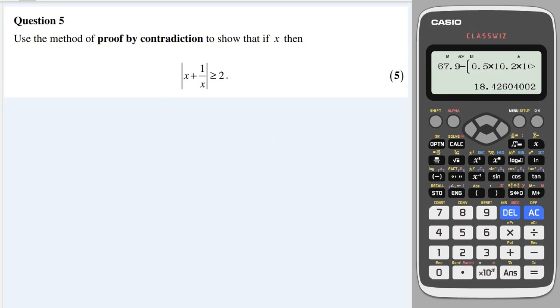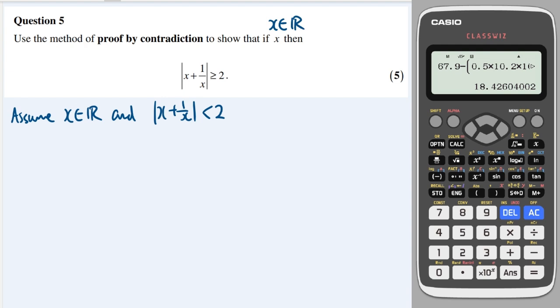Great. Use proof by contradiction to show that if x, then the modulus of x plus 1 over x is greater than or equal to 2. Okay, so what we're going to do is assume, I suspect that's meant to say x is in the reals. It doesn't really make sense otherwise. Use the method to show that if x is a real number, then assume x is a real number and the modulus of x plus 1 over x is less than 2. So that's the opposite.